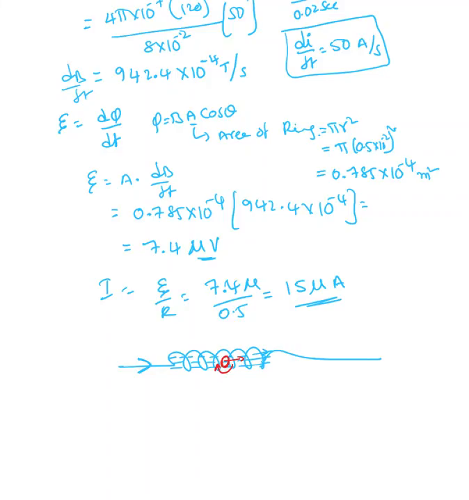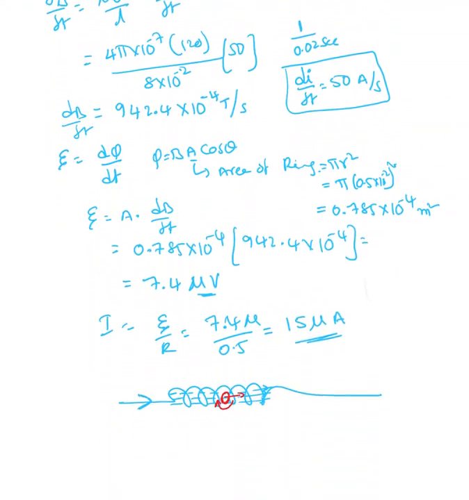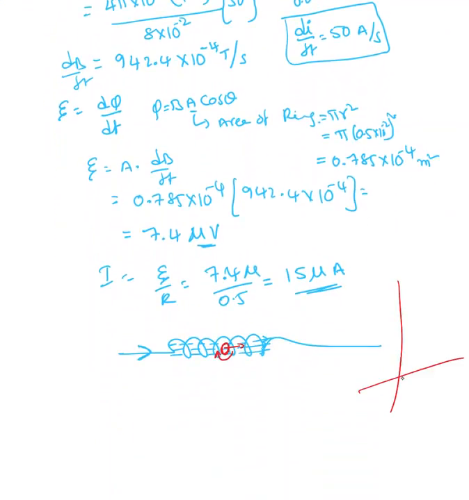Now what if my current is, instead of decreasing, increasing? If the current graph is something like this, then the current produced in this ring is going to be in the opposite direction.